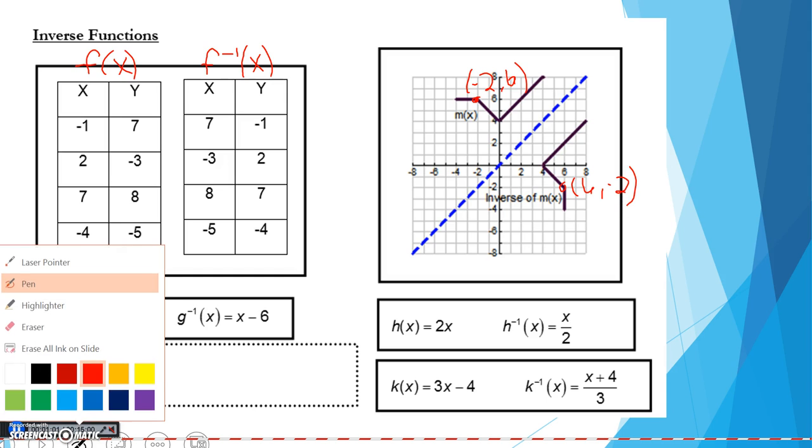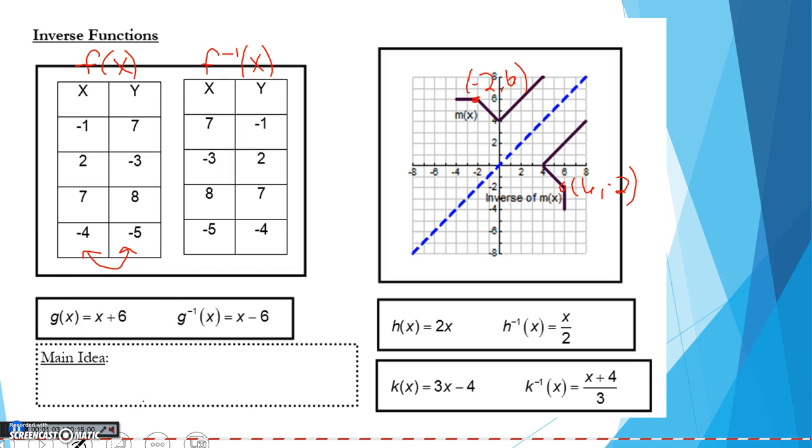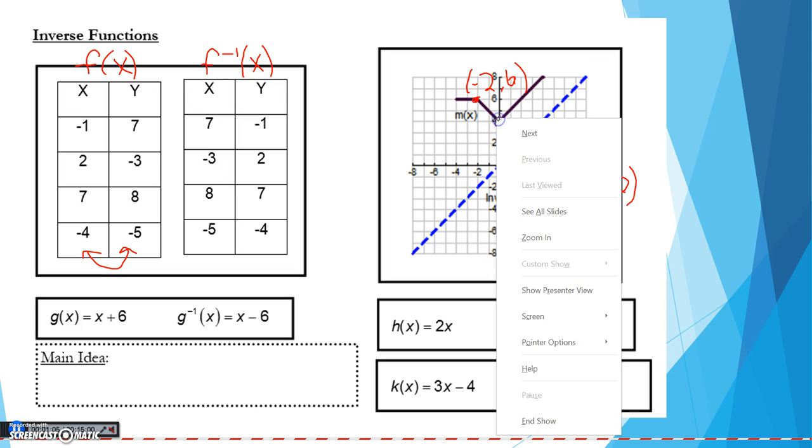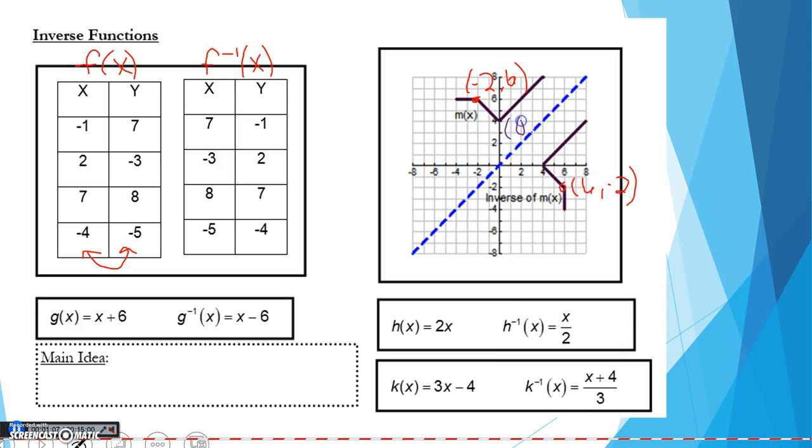We could try it with another one. Like that one. That is 0, 4. And so 4, 0 should be on there, and sure enough, there it is. And you do that with every single ordered pair.